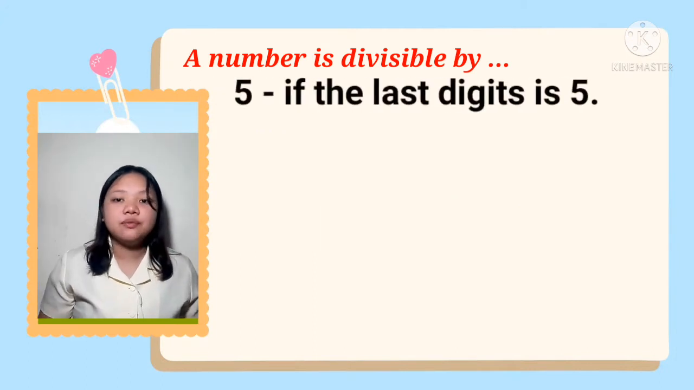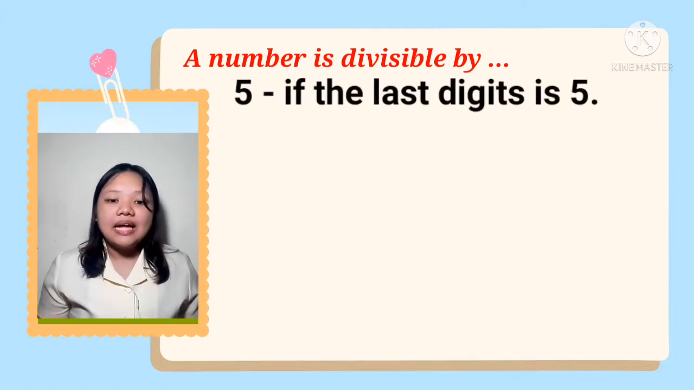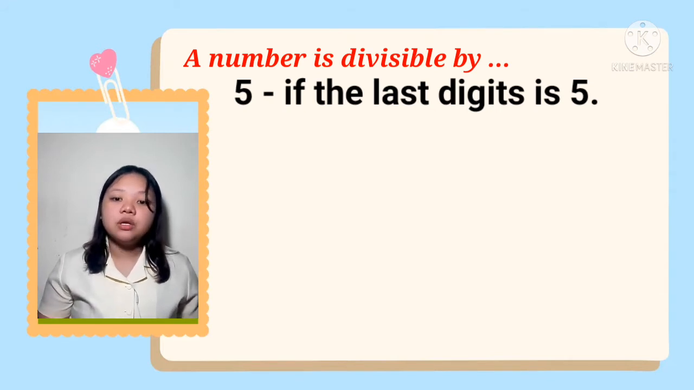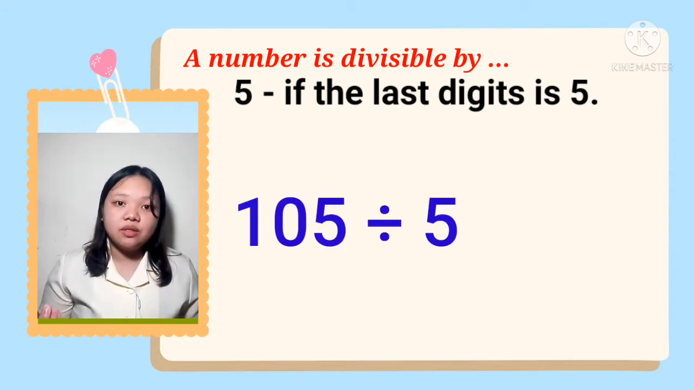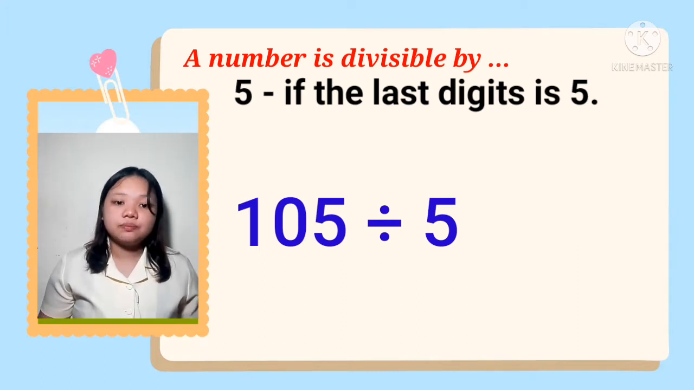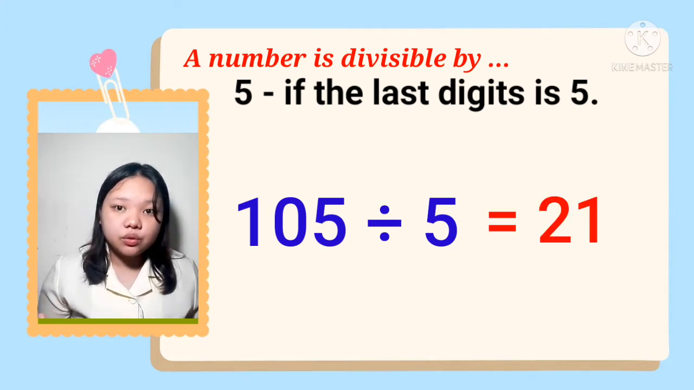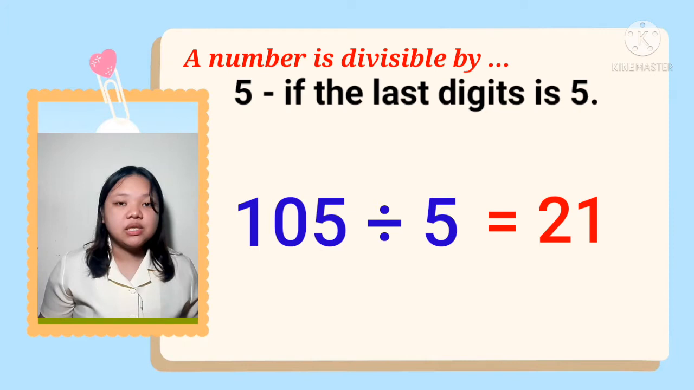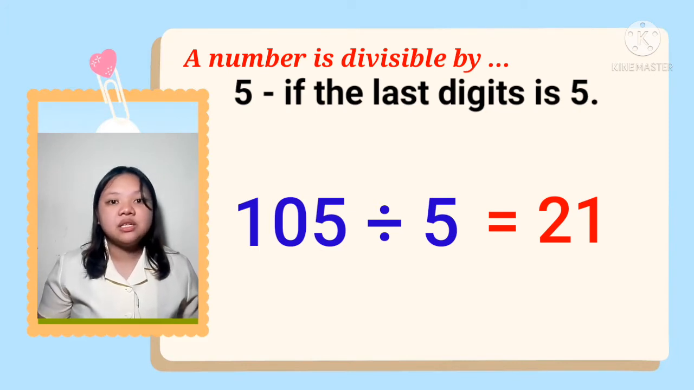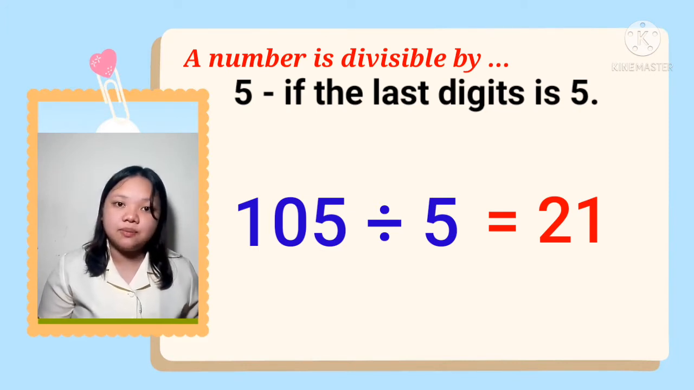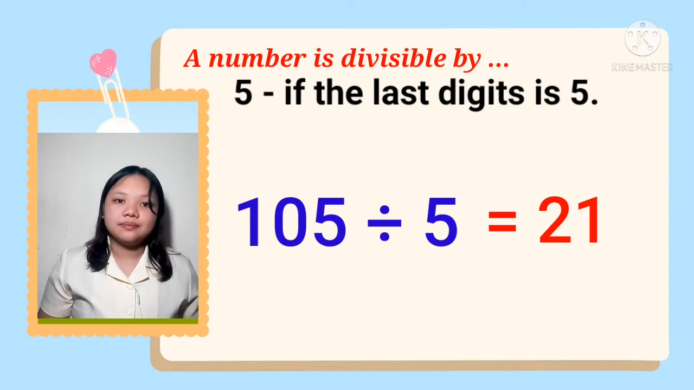A number is divisible by 5 if the last digit is 5. So for example, 105 divided by 5 is equal to 21, which is a whole number. Therefore, when the last digit is 5, it is divisible by 5.